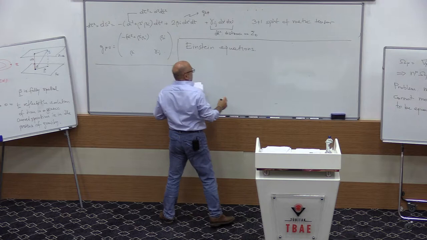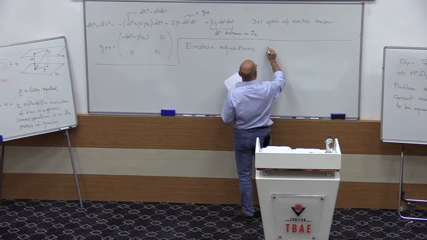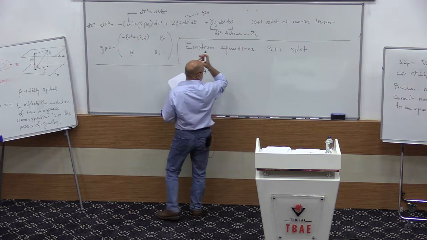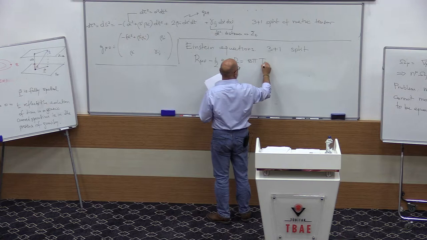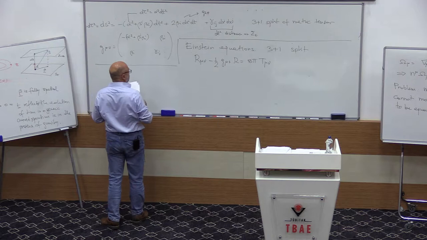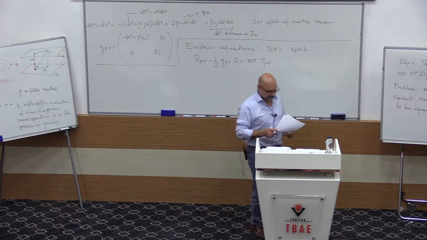And what I need to do is, I want to have a 3 plus 1 split of the Einstein equations. And I know that the Einstein equations are like this: R_mu nu minus 1/2 g_mu nu R is equal to 8 pi T_mu nu. And in order to obtain the 3 plus 1 decomposition of the Einstein equations, I need to do a bit of algebra.